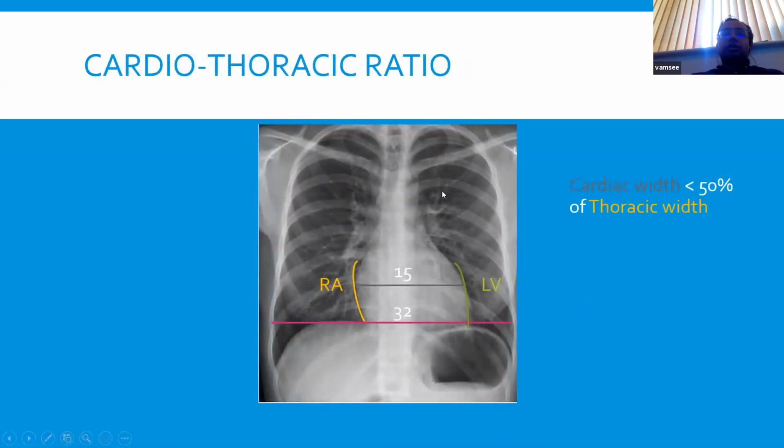Now, this is also an important concept. It's quite simple in the sense that you're just looking at the cardiac diameter roughly compared to the entire thoracic diameter. Sorry, I shouldn't say diameter, I should say width. And it should be less than 50% of it. So for example, here, you've got a perfectly normal cardiothoracic ratio.